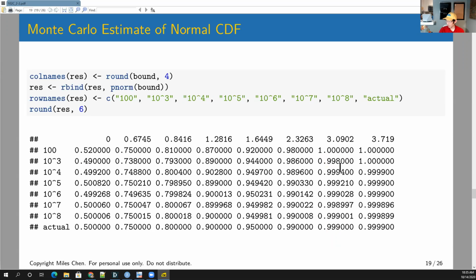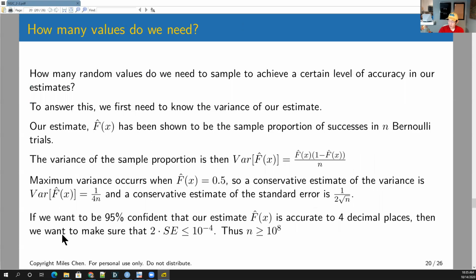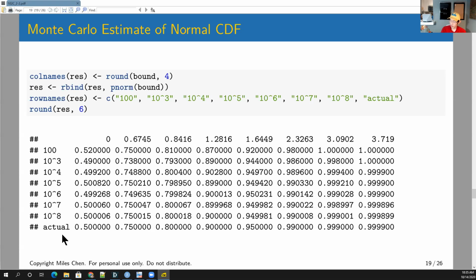These estimates improve as we take more and more random samples. There's a question of how many values we need. Generating 100 million random normal values is computationally expensive. Even with a fast computer, it takes a moment to generate 100,000 values. So the question is, will this converge linearly, or can we make it converge faster?